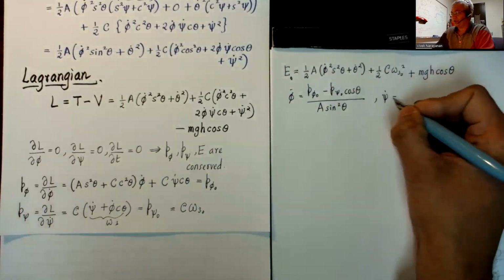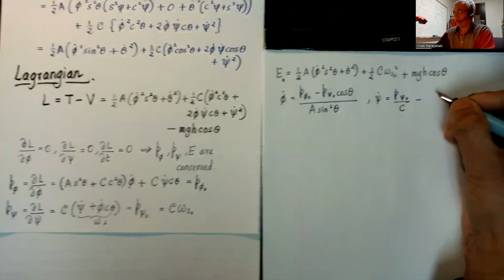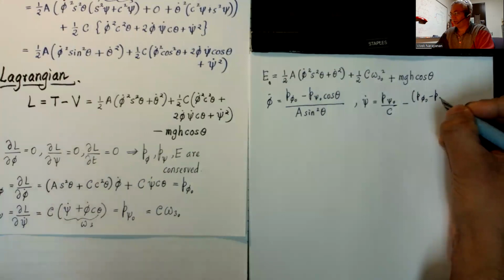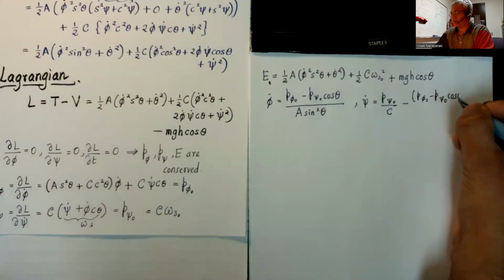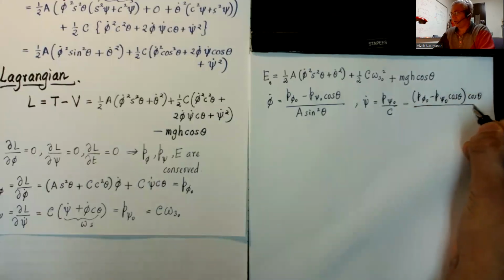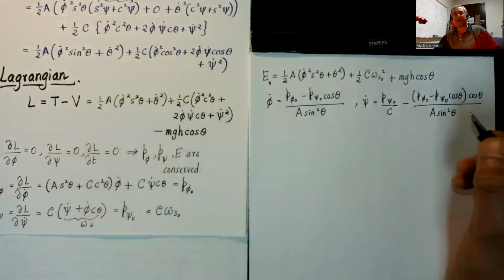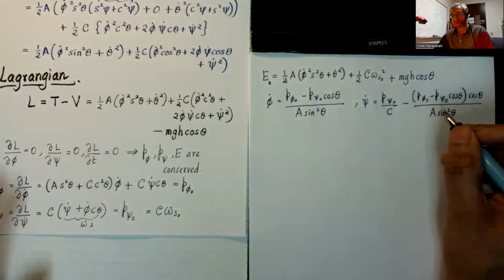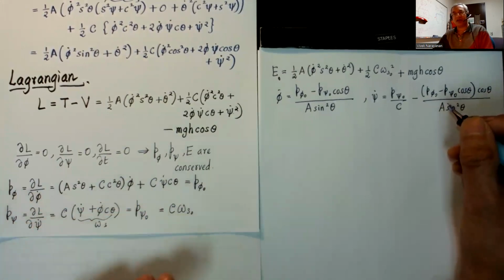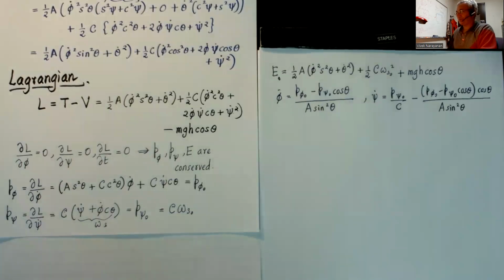And then psi dot will turn out to be p psi naught divided by c minus p phi naught minus p psi naught cosine theta times cosine theta divided by a sine squared theta. Please pause the video for about 5 minutes to make sure that you get these two. If you want to make it easy, you can use variables like x and y and then substitute back the crazy variables at the end.